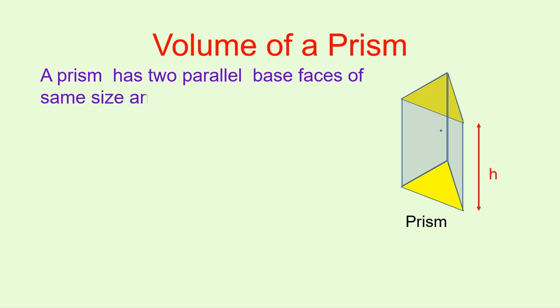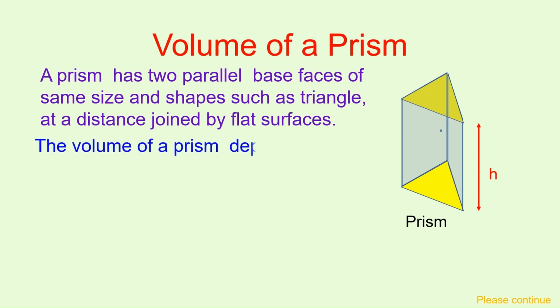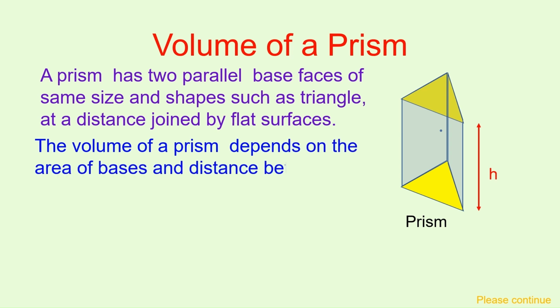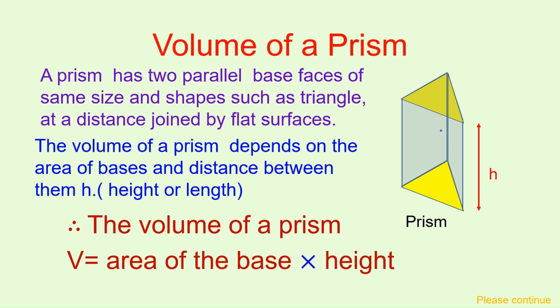A prism has two parallel base faces of same size and shape, such as triangle, at a distance joined by flat surfaces. The volume of a prism depends on the area of bases and distance between them, its height or length. Therefore, the volume of a prism, V equals area of the base times height.